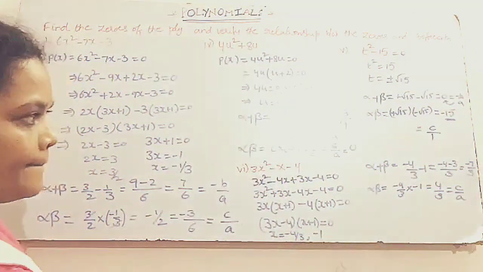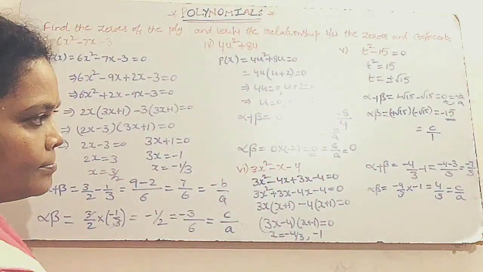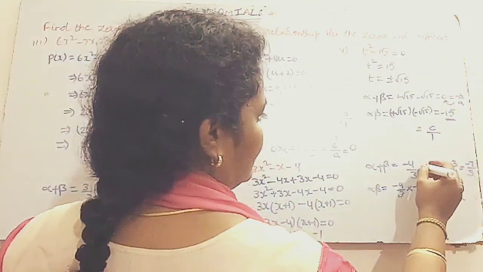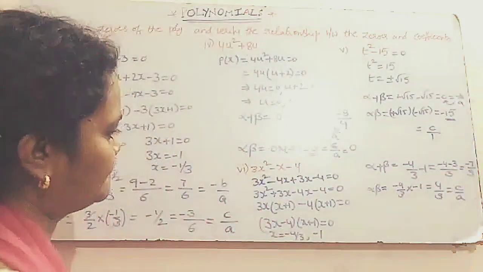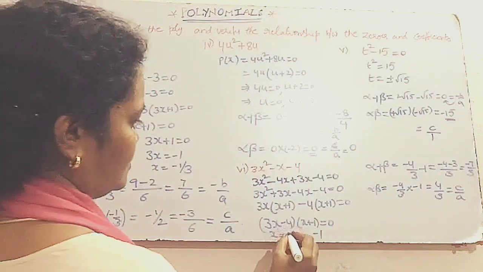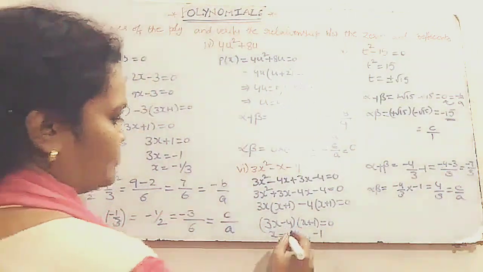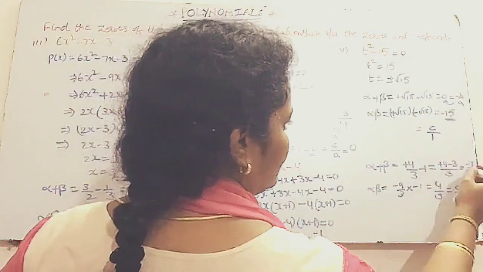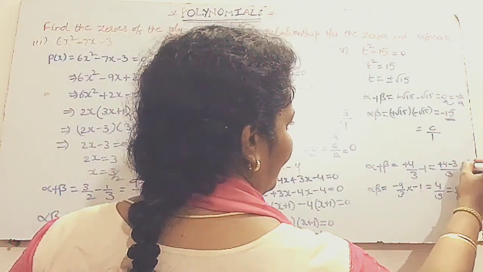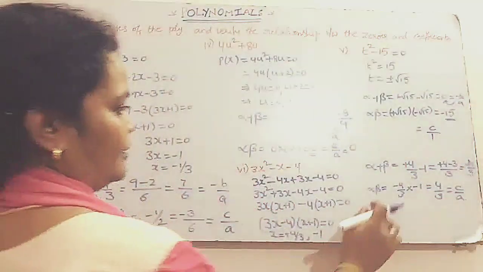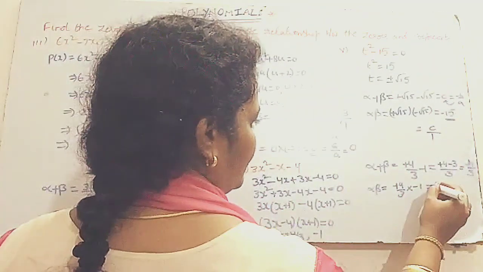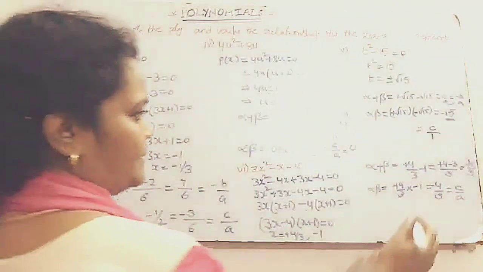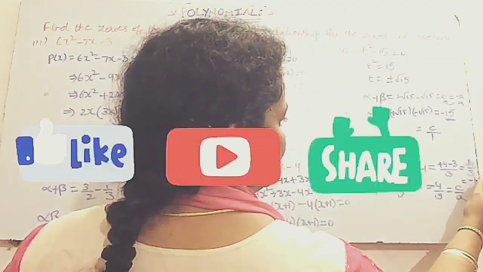So here 4/3 - 1, so here we will get 1/3. And here 4/3 into -1, that is equal to -4/3. That is equal to c/a. That is equal to -b/a.